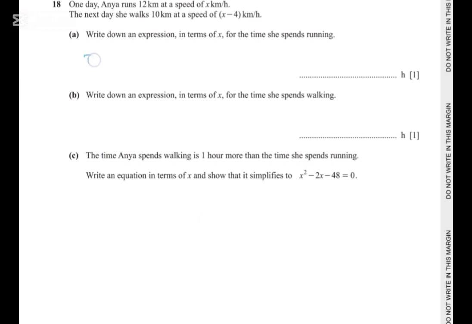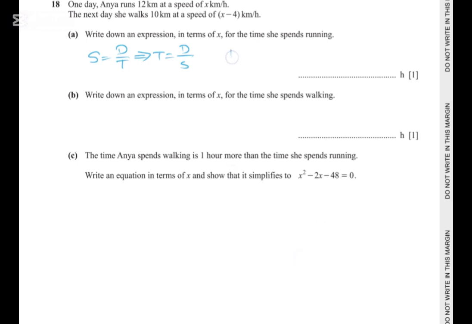I will write it. Speed is equal to distance by time. So that means time will be distance by speed. So the time taken for her to run, distance is 12, right? So 12 by x, because x kilometers per hour is the speed. Question number B. Write down an expression in terms of x for the time she spent walking.